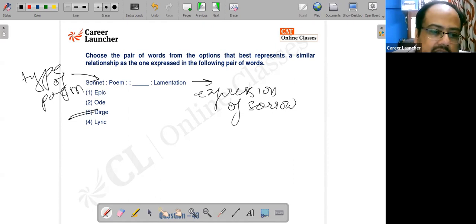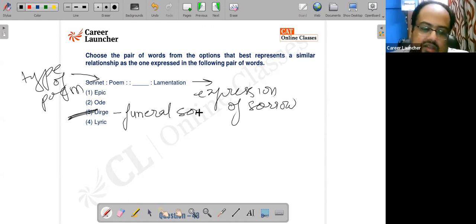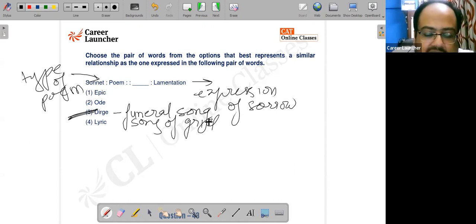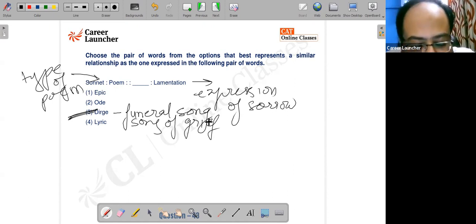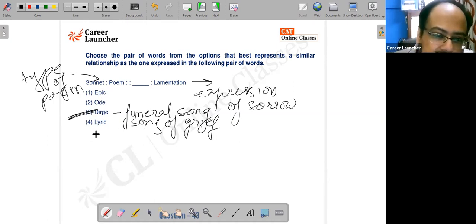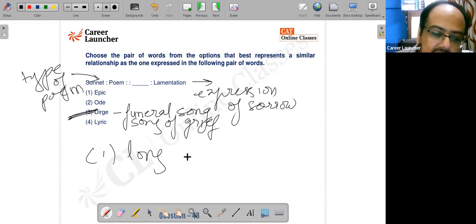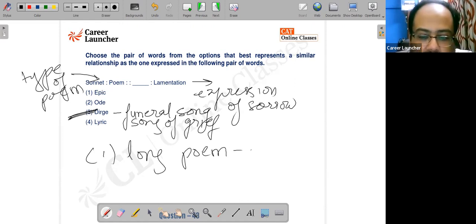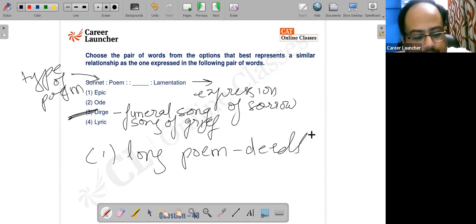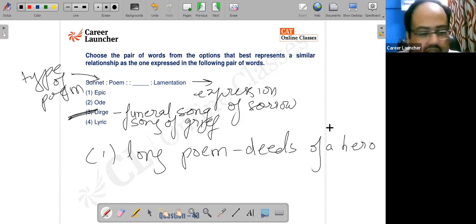Please make a note here. The answer is dirge. Dirge is essentially a funeral song. It is a song of grief, a song which is used to express grief when someone dies. That is dirge. Let's have a look at the other options. Option 1, epic, is a long poem which generally shows the deeds of a hero. That is an epic.